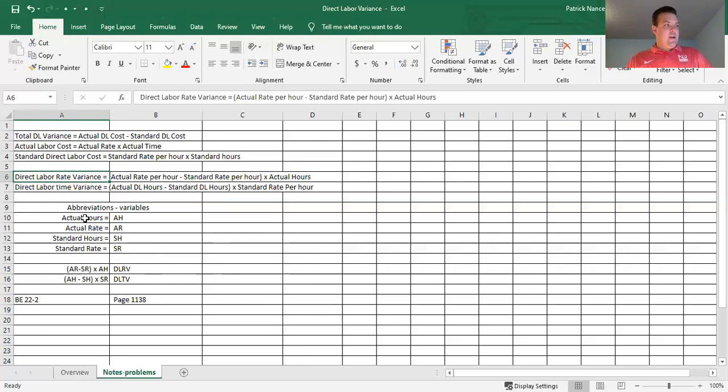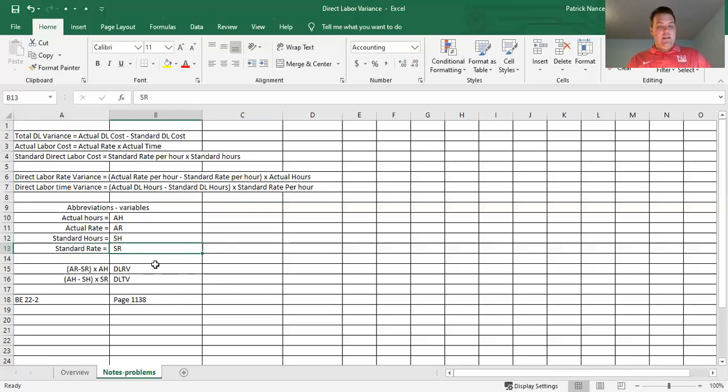So actual hours will be whatever actual hours I spent. Actual rate will be whatever actual amount per hour I paid my employees. My standard hours would be how many hours I believe I should have used based on the volume. Sometimes problems don't tell you the number of hours used. They'll simply say I should use half an hour for every unit that I manufactured, and then say I manufactured 10,000 units. Then I just take the half hour per unit, and my standard hours in total would be 5,000, right? 0.5 times 10,000.